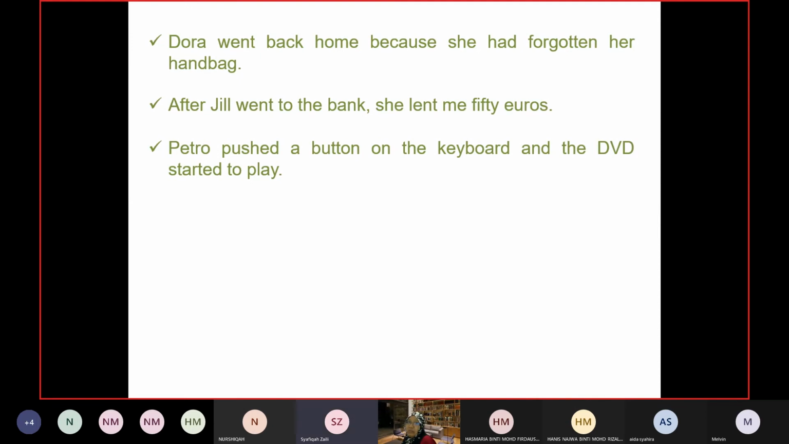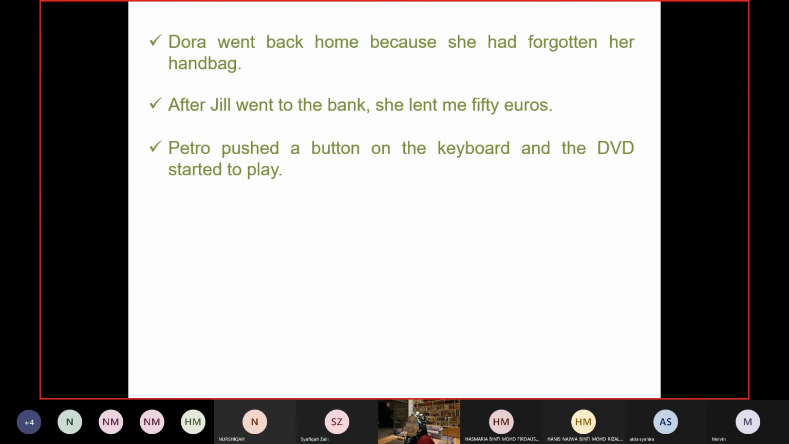Syafiqah, next one. Jill went to the... Silakan jawab. Cikgu, line slow. Alright. Kalau line slow, awak diam saja.